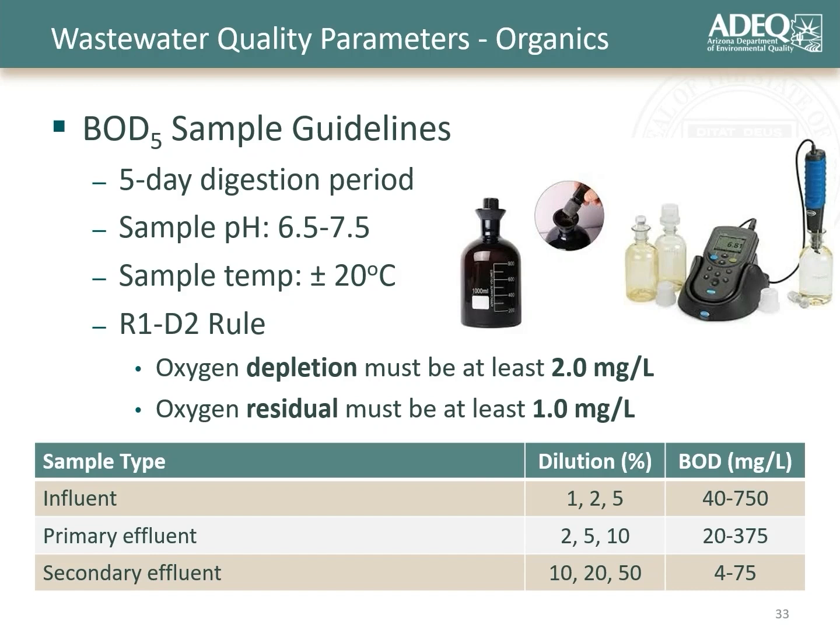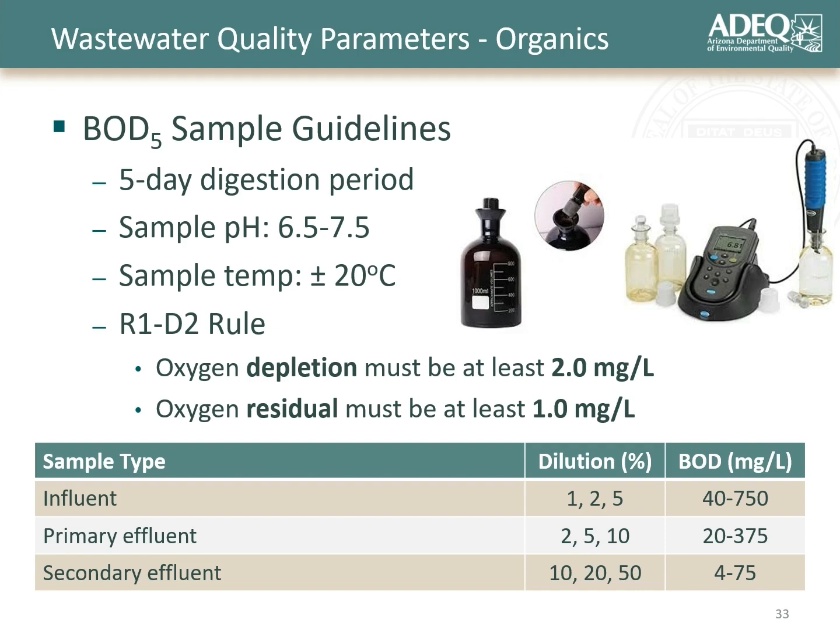So, the first thing to know is it's a 5 day digestion. That's why it's called BOD 5. It gives it 5 days in which it sits and allows for the organic compounds to be degraded, and then you determine how much oxygen was removed in that period. So that's the first thing that has to be done. Number two, the pH of the sample must be between 6.5 and 7.5, as that's the optimal pH. The sample temperature should be right around 20 degrees Celsius.